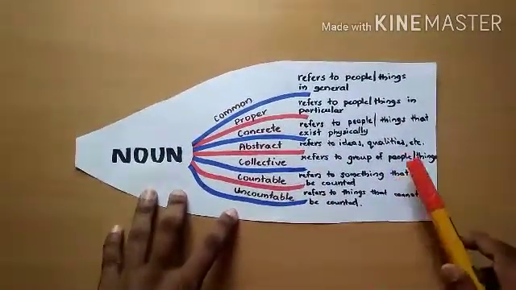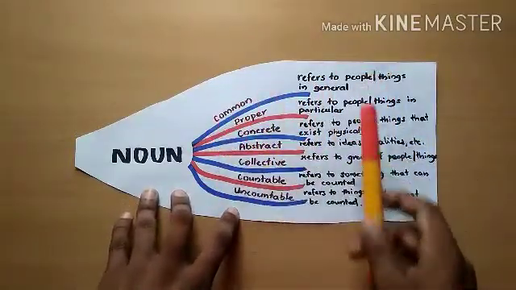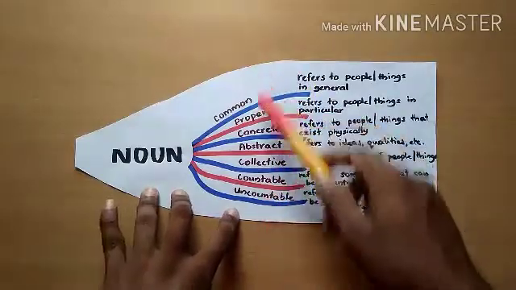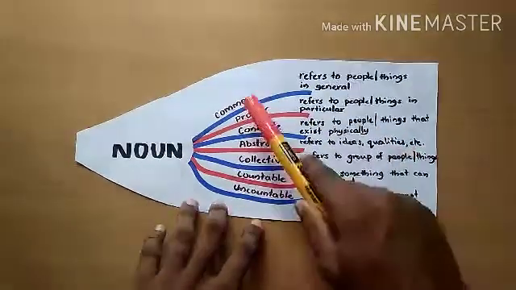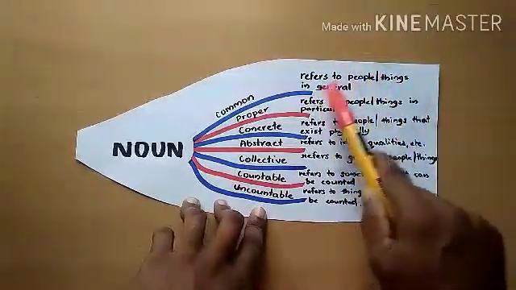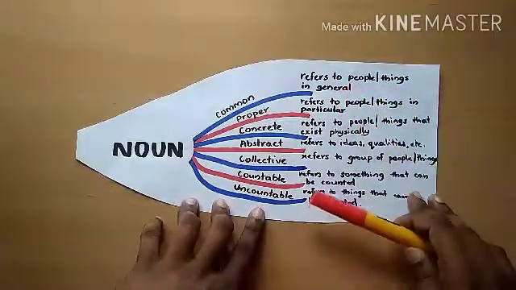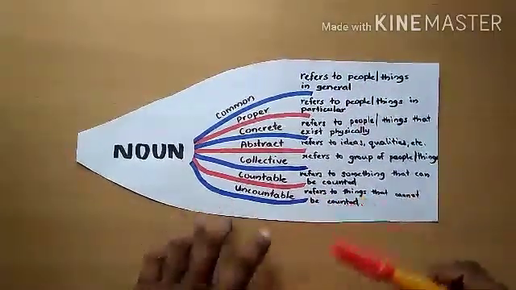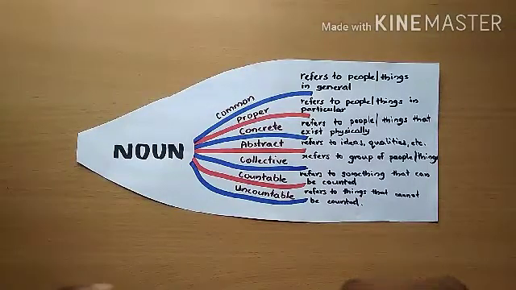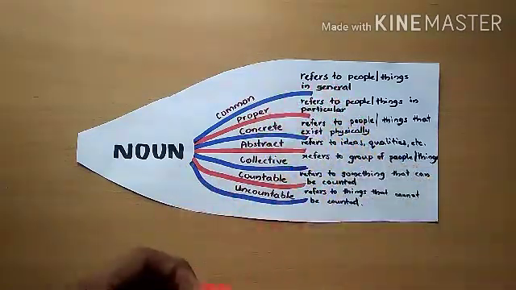So we will just see what exactly a common noun is, what exactly a proper noun is. Common noun refers to people or things in general. General means what? We say names like boys or teachers or animals' names and so on. Cats, dogs, all those things come under common noun, like we are saying it in general.